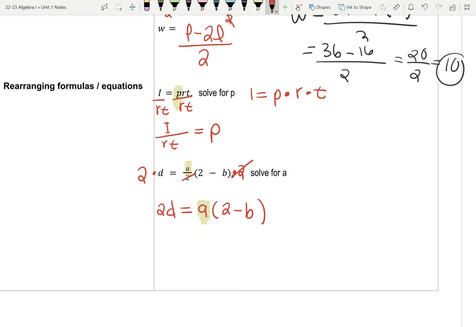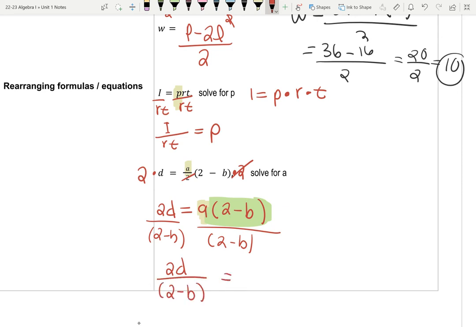So I want the a to stay there, and I want to get rid of the 2 minus b. So I'm trying to get rid of this whole thing here, this 2 minus b. And since it's currently being multiplied, I have to do the opposite. So I'm going to divide by 2 minus b. So then my final answer is 2d all over 2 minus b equals a.